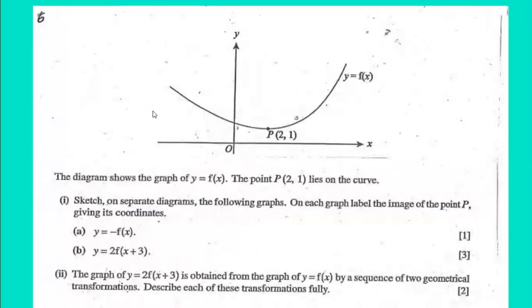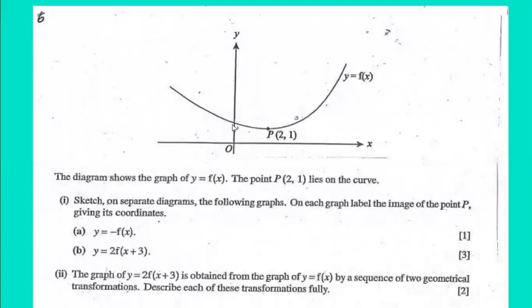So here we have a nice, easy transformation problem. It says the diagram shows the graph of y equals f of x. The point P (2, 1) lies on the curve. So if they give you the point (2, 1), we need to be very clear that when we draw the graph of this transformation, we include our new coordinate for point P.